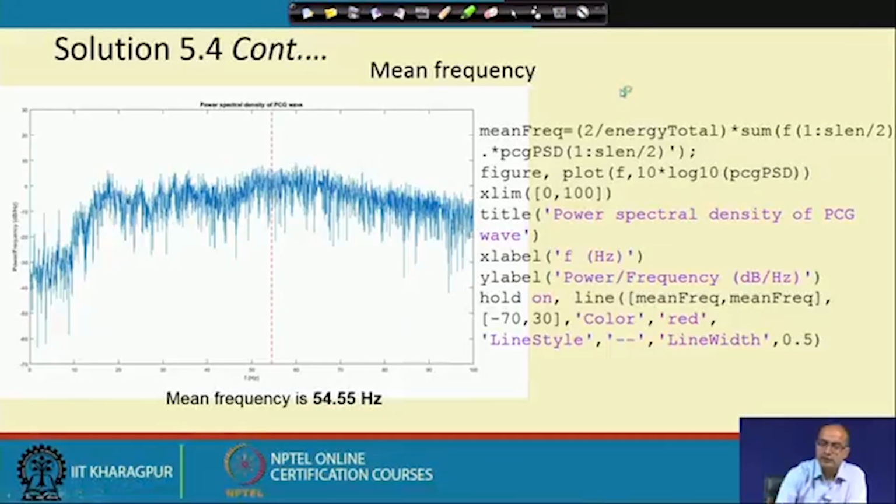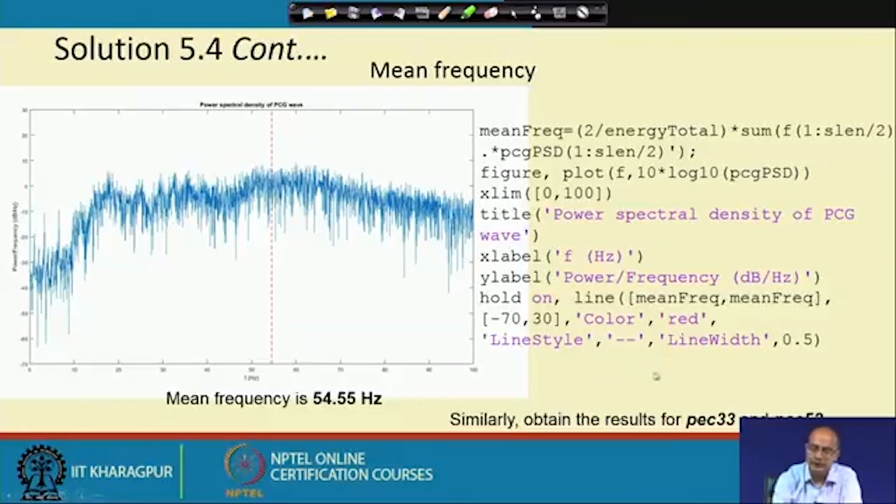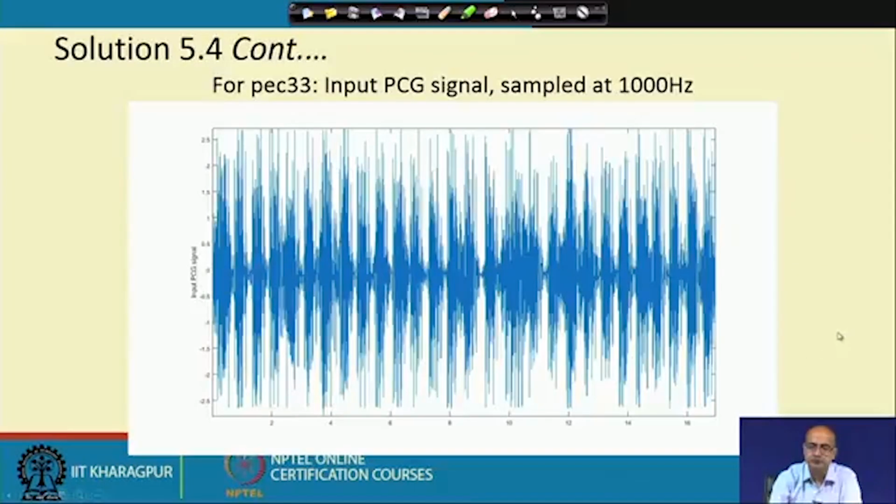Now, let us go for the other signals to appreciate how the spectrum and the mean frequency change, and along with the spectrum how the energy of the spectrum within the band 100 to 300 also will change. Okay. So, we compute all these variables for PEC 33 and PEC 52. So, here is the PEC 33.